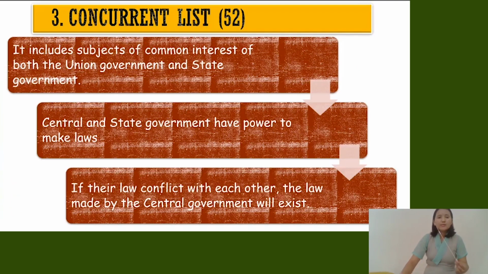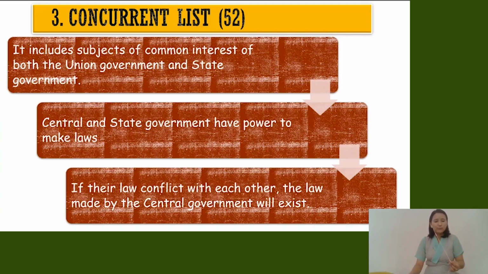And the last one is the concurrent list. The concurrent list consists of 52 subjects. These include subjects which are equally important to the union government and the state government, subjects of common interest to both. Since these subjects are important to both the union government and the state government, both governments have the power to make law.